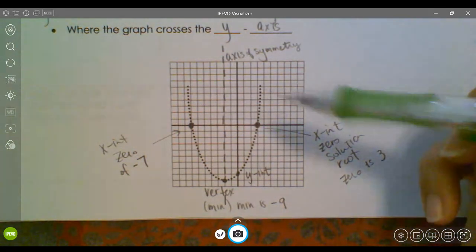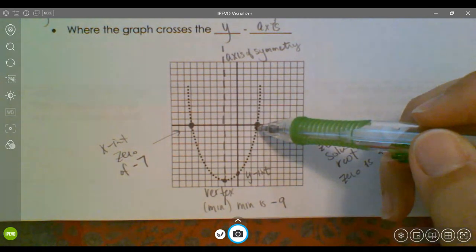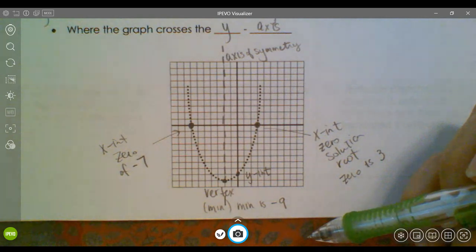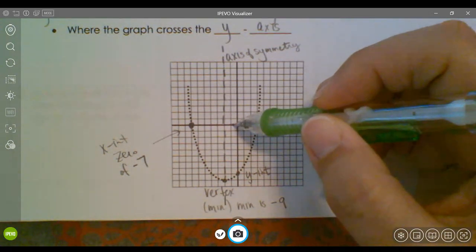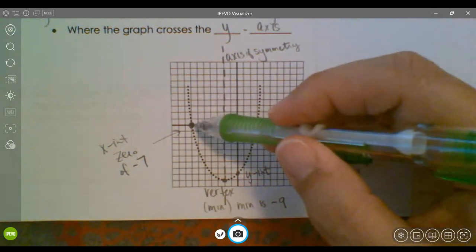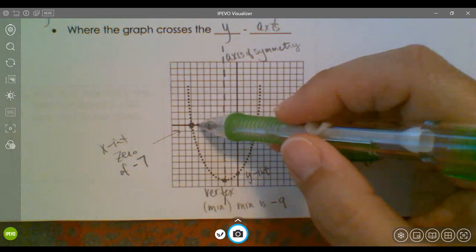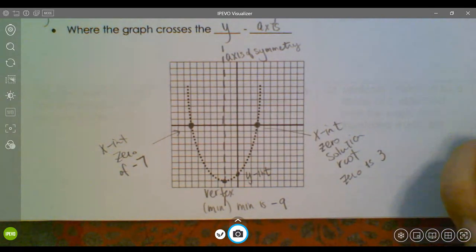I want you to notice something here. Look at the two zeros. When I look at these two zeros, I notice that this zero is 1, 2, 3, 4, 5 units to the right of the axis. Look at this zero. This zero is 1, 2, 3, 4, 5 units to the left of the axis.